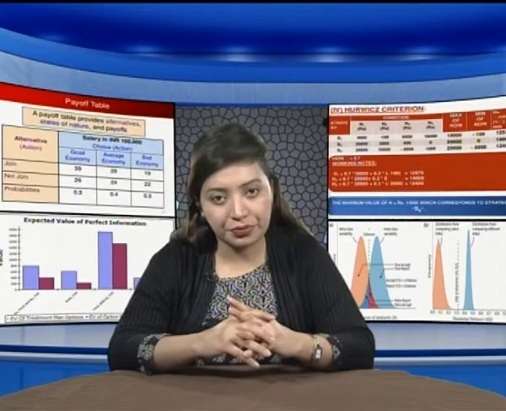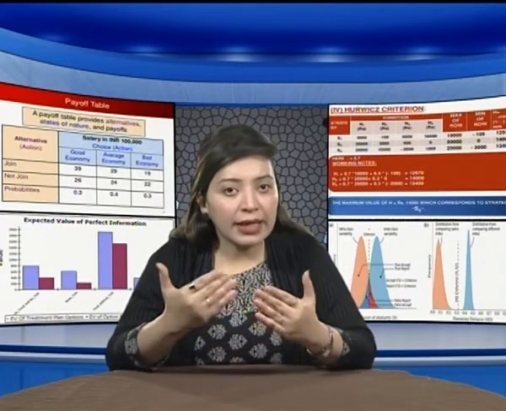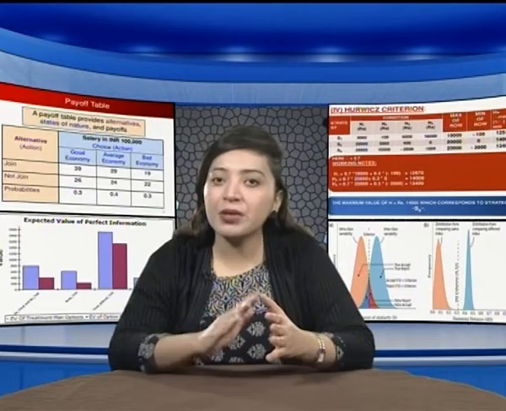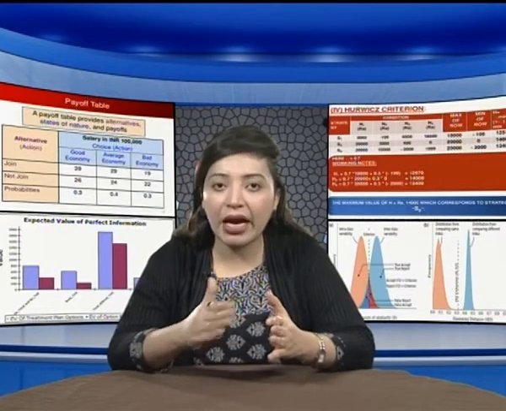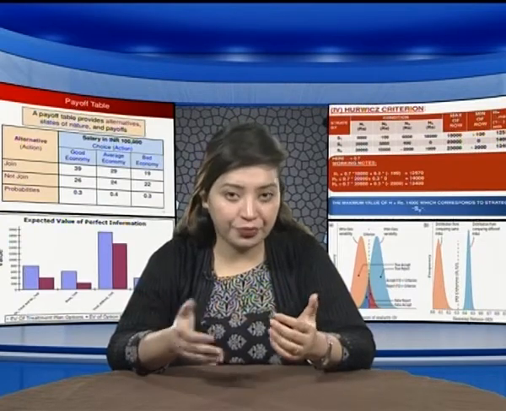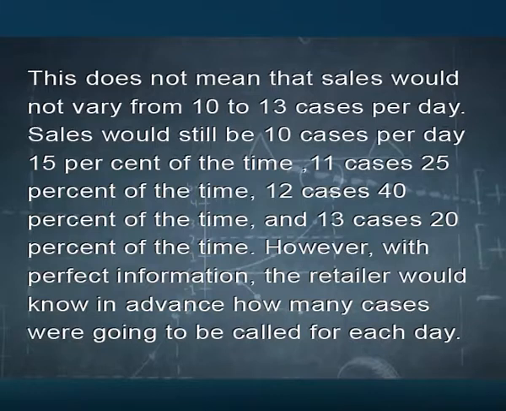However, as long as uncertainty exists, there is the possibility that the expected payoff criteria may lead to the wrong course of action. Now suppose that the fruit seller in example 1 could remove all uncertainty from his problem by obtaining complete and accurate information about the future, called the perfect information. This does not mean that sales would not vary from 10 to 13 cases per day. Sales would still be 10 cases per day 15% of the time, 11 cases 25% of the time, 12 cases 40% of the time, and 13 cases 20% of the time.